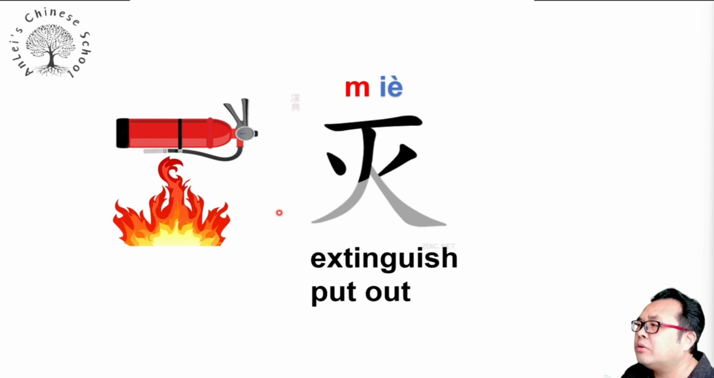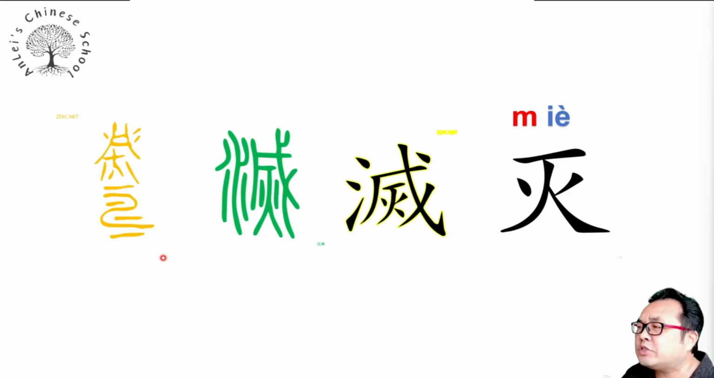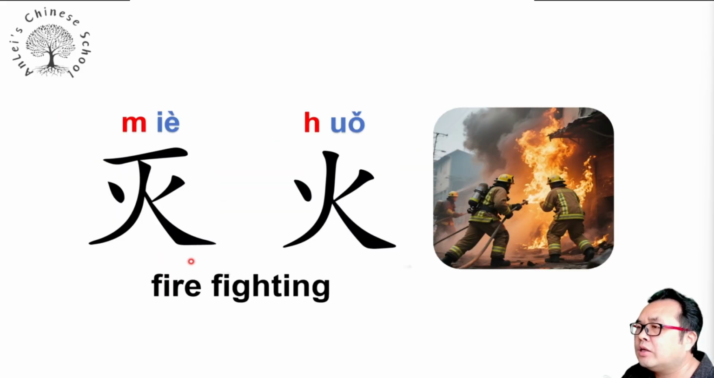This picture well explained the traditional character, and this one is like a firefighting blanket covering the fire. 灭, 灭 means extinguish, put out. How to remember this character? On the bottom is fire. The stroke on the top symbolizes a fire extinguisher. This is the evolution of this character 灭, 灭火, firefighting.